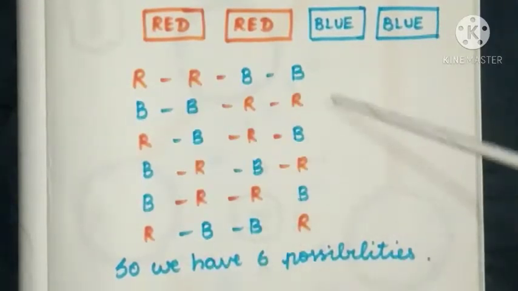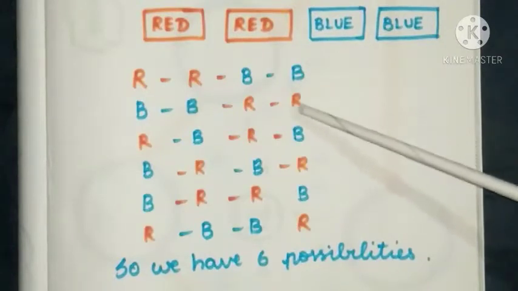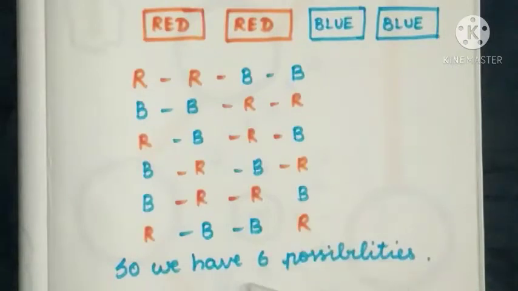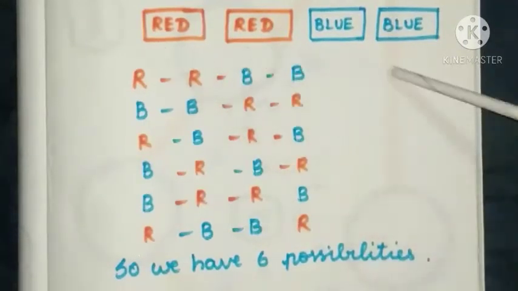So we have 6 possibilities. 1, 2, 3, 4, 5, 6. So we have 6 possibilities to build a tower by using 4 colored blocks.